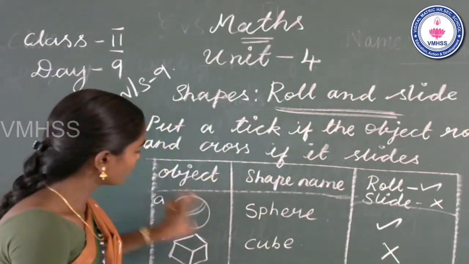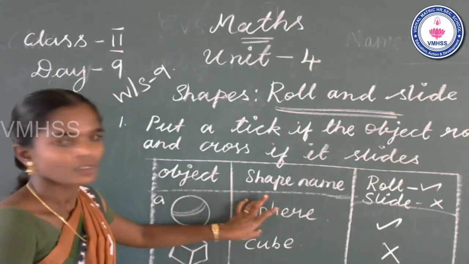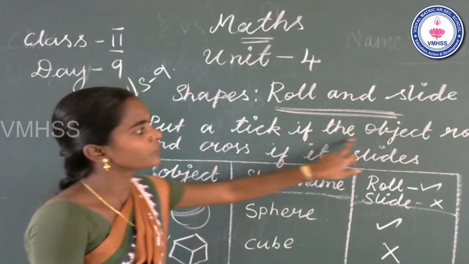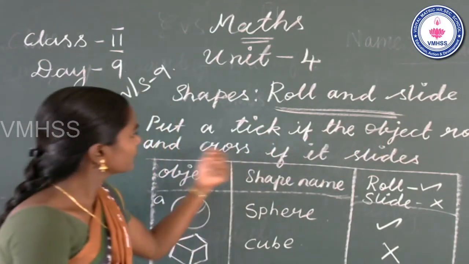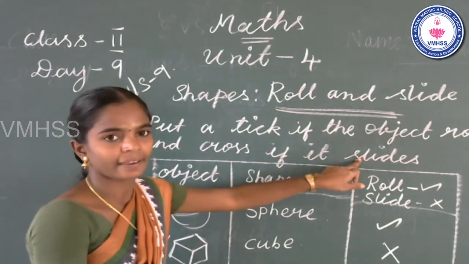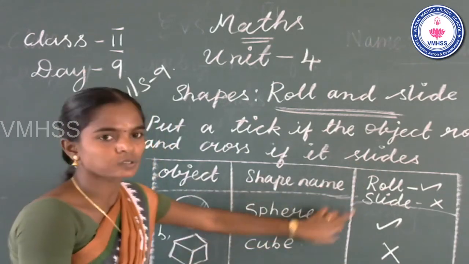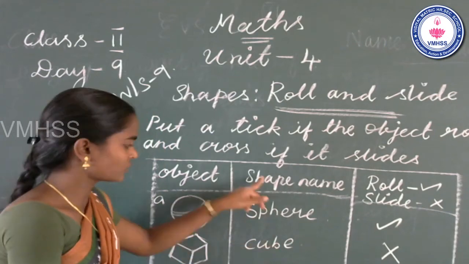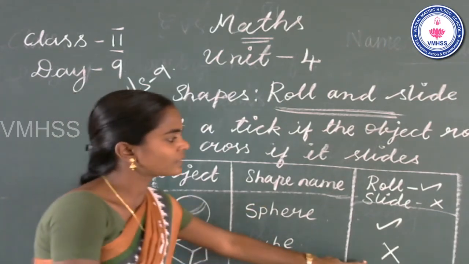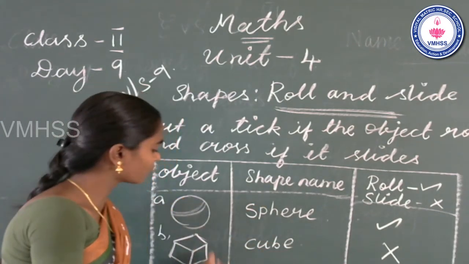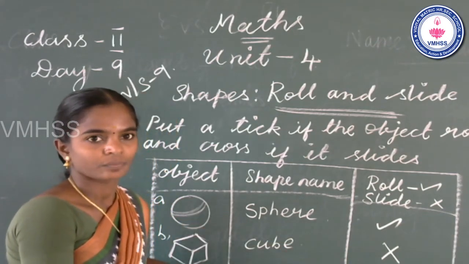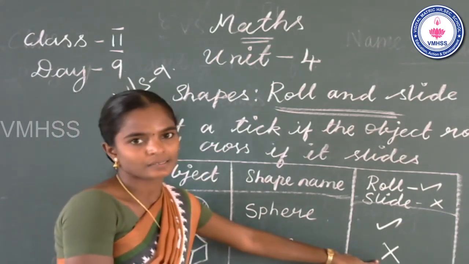So first one sphere shape. So roll. Put a tick if the object rolls and cross if it slides. So this object rolls. So put tick. Next one cube shape. So this shape name cube. So this slides. These are flat faces. So this slides. So put cross.